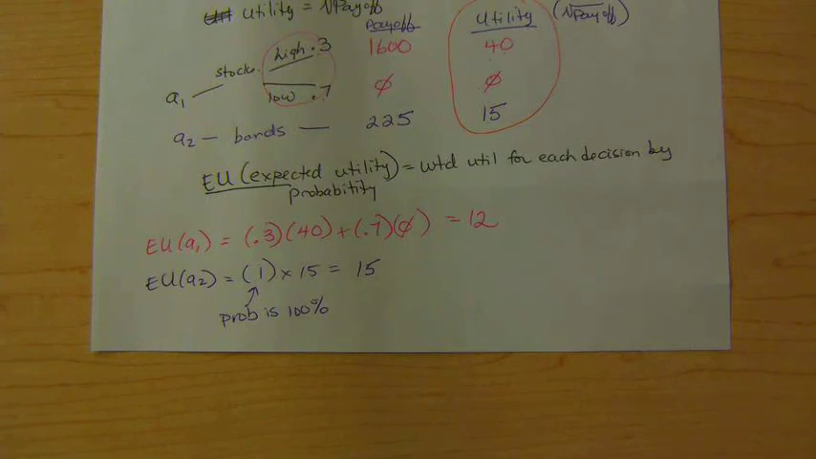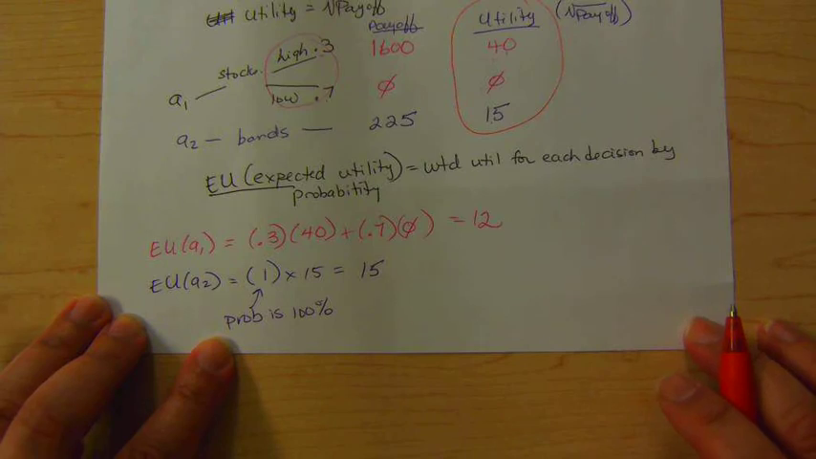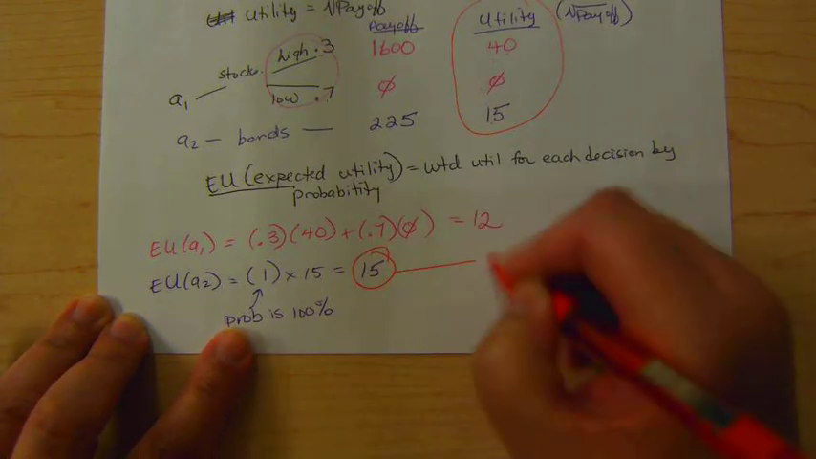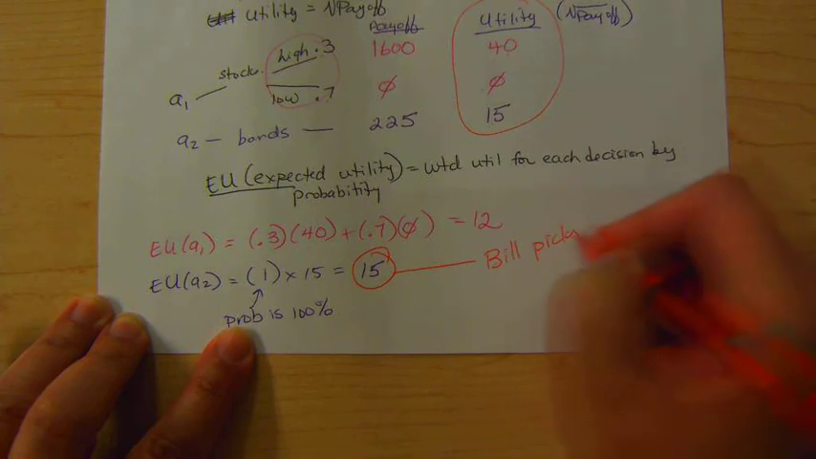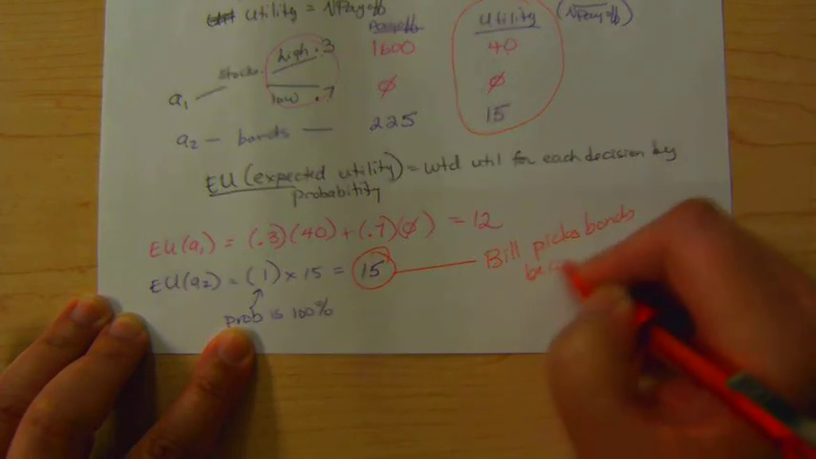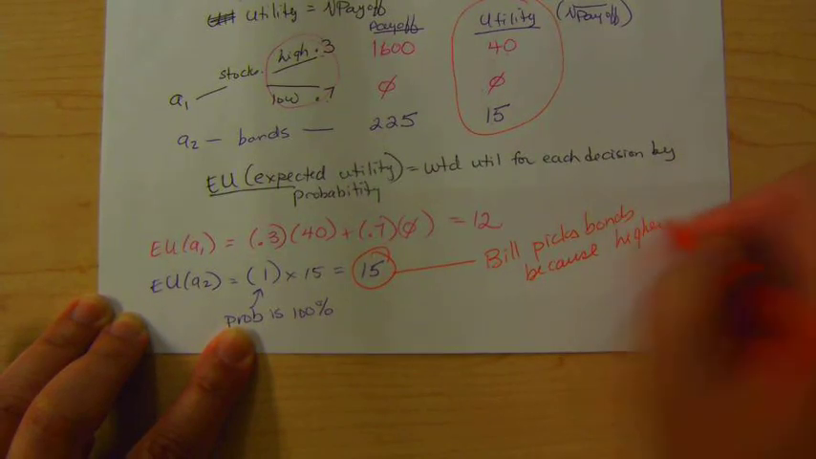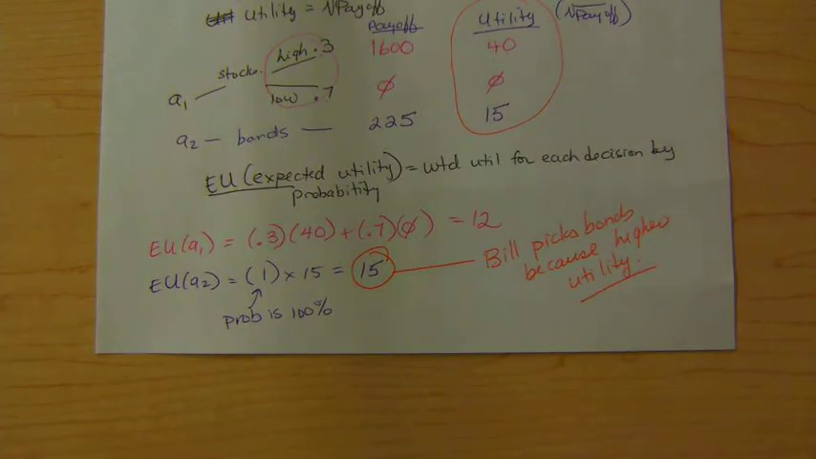Okay. Now, which one's Bill going to pick? Anyone? Bonds, why? Higher utility. Okay, so that is a very simple decision tree and payoffs to calculate utility.